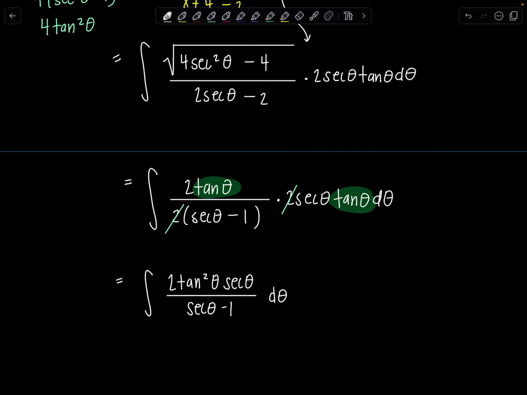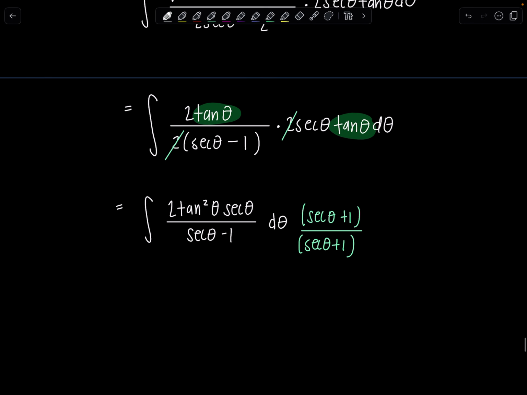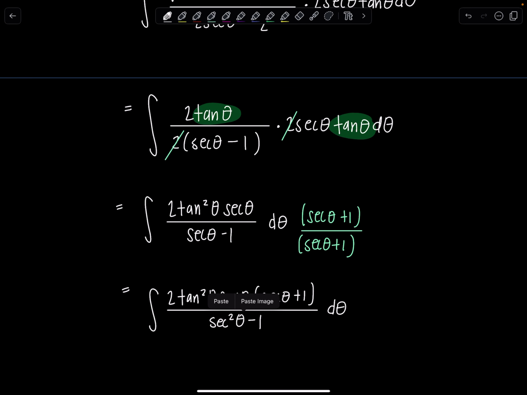I said, oop, there's secant theta minus 1 in the denominator. Let me multiply by the conjugate. That's super tempting. And then maybe I can use a Pythagorean identity and clean up. So let's multiply top and bottom by secant theta plus 1. Here we go. Secant theta plus 1. And then let's see. I'm just going to leave the numerator factored for now. So 2 tan squared theta secant theta plus 1 over, and then since the denominator has conjugate pairs, I'm going to get a difference of squares back, secant squared theta minus 1, and d theta is hanging out there the whole time.